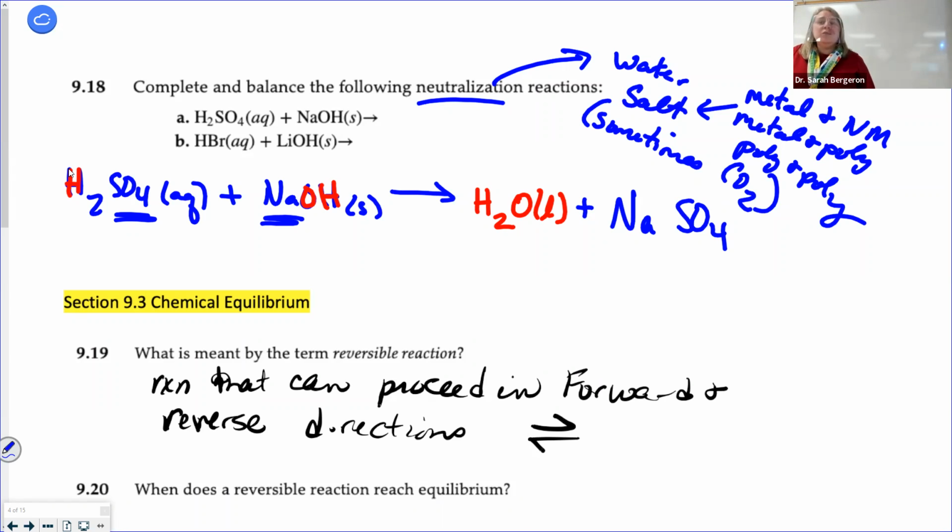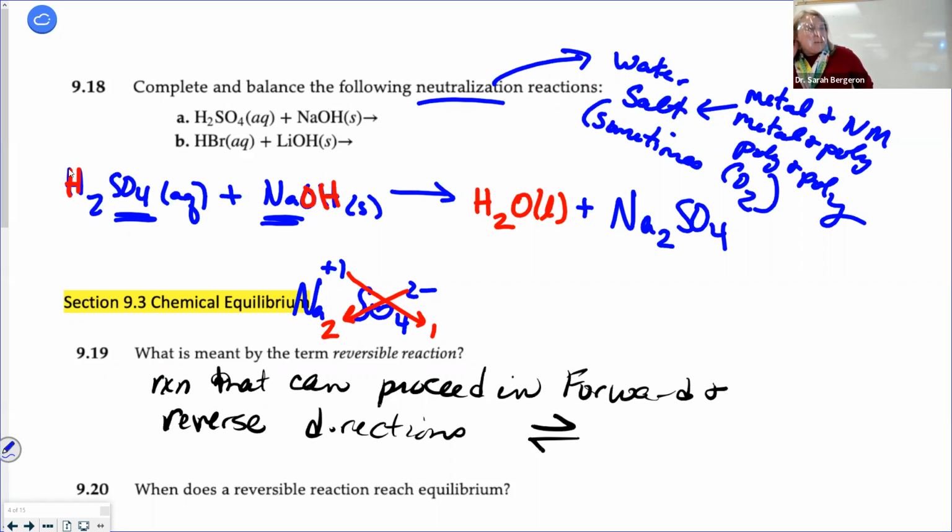What's the charge on SO4? SO4 is 2 minus. What is Na? Plus 1. So if we crisscross them, that's a 2 and then a 1. Do we have to write a 1? No, so it would be Na2SO4. So I'm going to write that, Na2SO4.